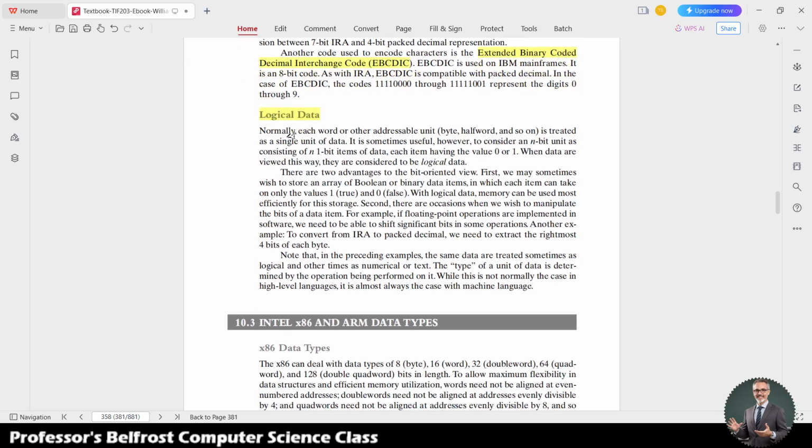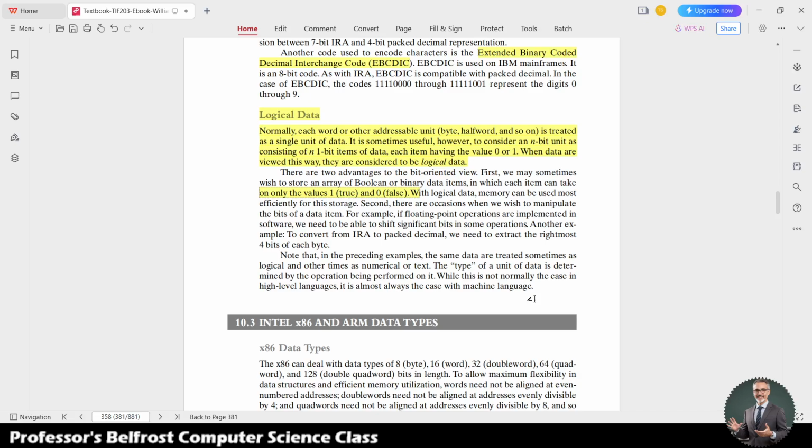Next, logical data. Normally each word or other addressable unit is treated as a single unit of data, but it is sometimes useful to consider it as consisting of n one-bit items of data, and this is considered to be logical data. So it can take on only the value of one, for true, and zero, for false.